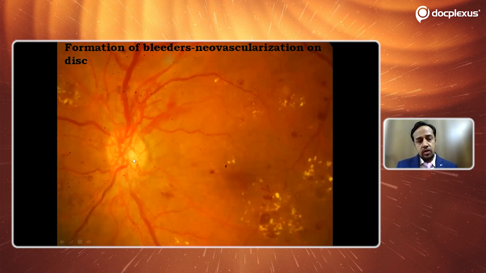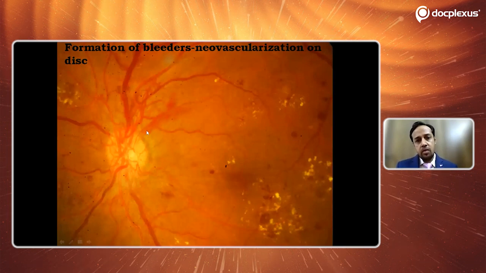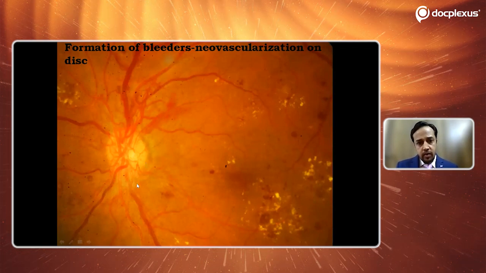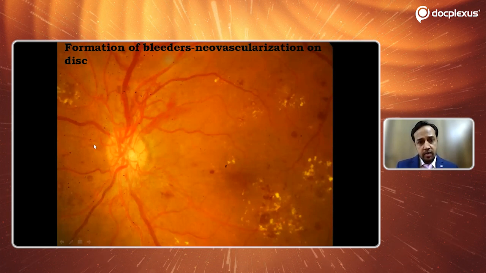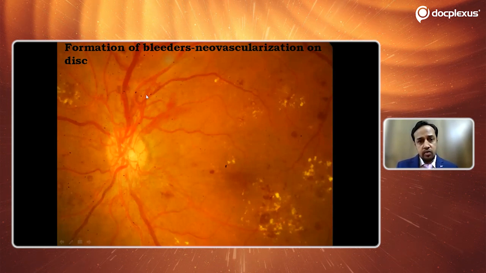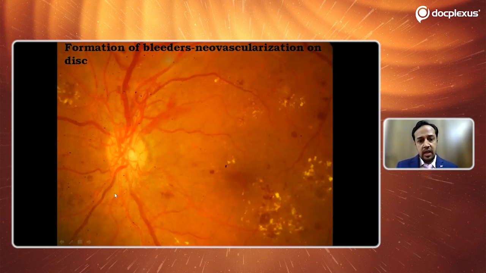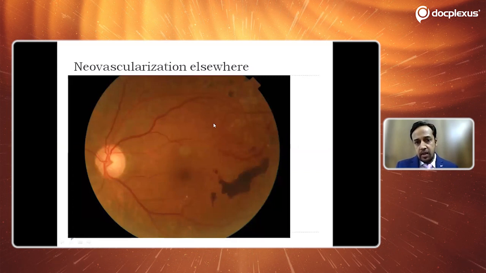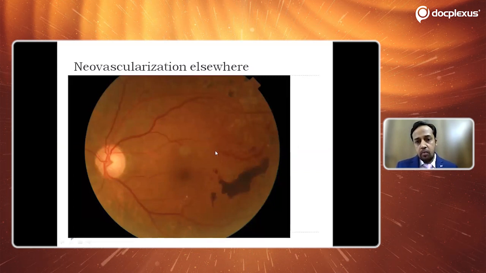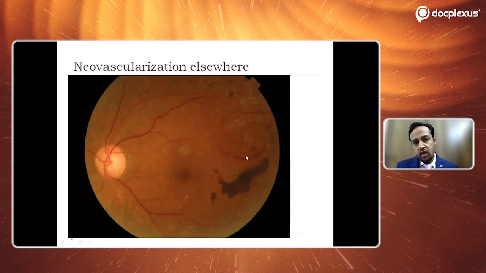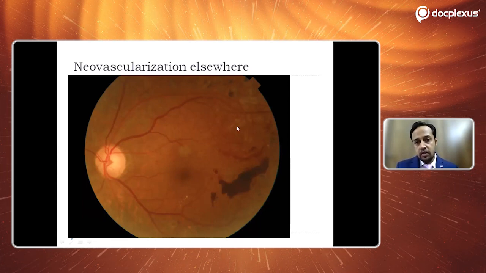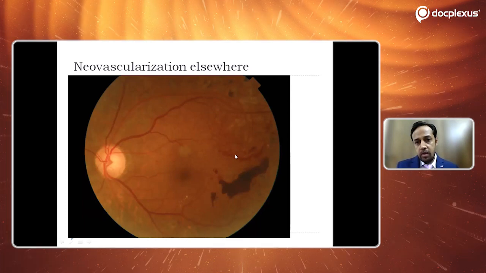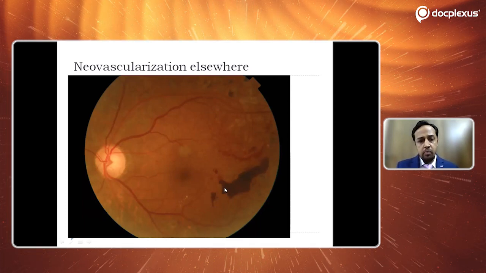So this is an example of neovascularization on the optic disc. Here we are seeing a fine network of blood vessels, a cartwheel-like appearance, which appears on the surface of the retina. So these are new vessels which are fragile, and they are ultimately going to leak blood. Now, if the new vessels appear more than one disc diameter away from the disc, they are called neovascularization elsewhere. And this is an example of neovascularization elsewhere, where we are seeing a fine network of these abnormal blood vessels which are leaking, causing a pre-retinal bleed.